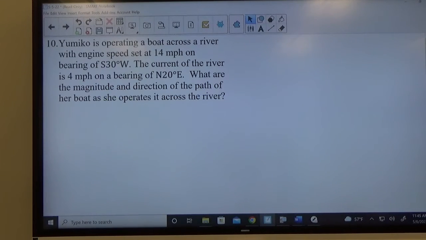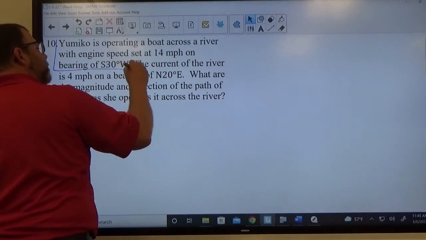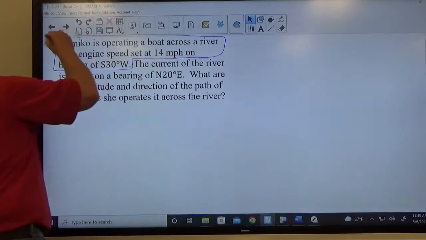All right, finally, we've got Yumiko operating a boat across a river with engine speed set at 14 miles per hour and a bearing of south 30 degrees west. I'm going to take a picture of this here, and we're going to draw what that looks like.